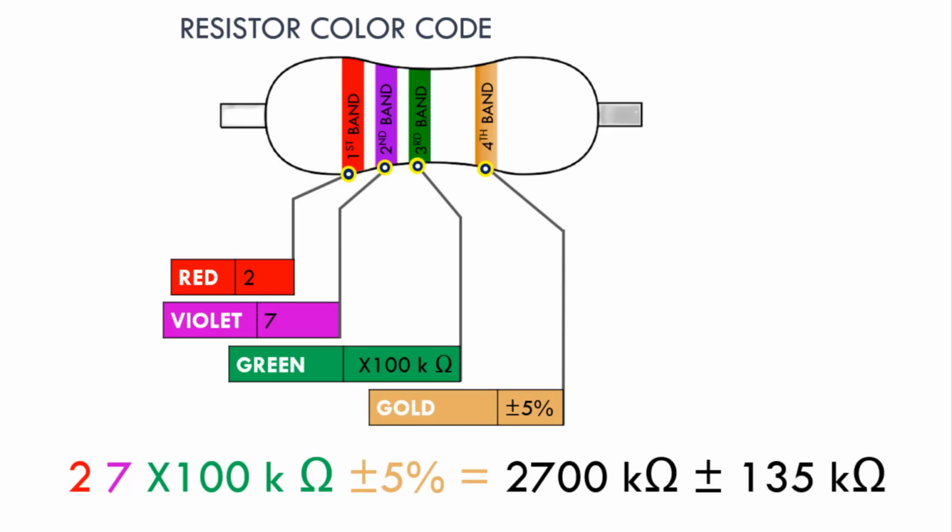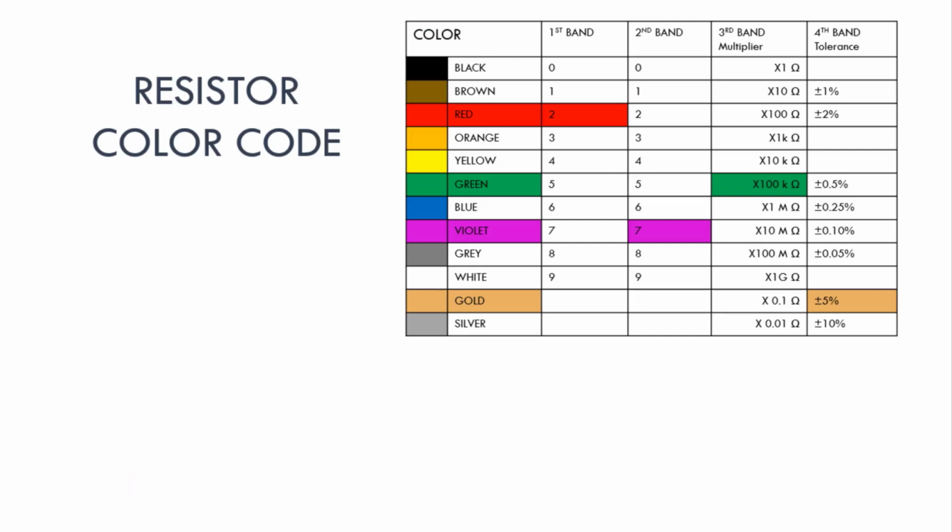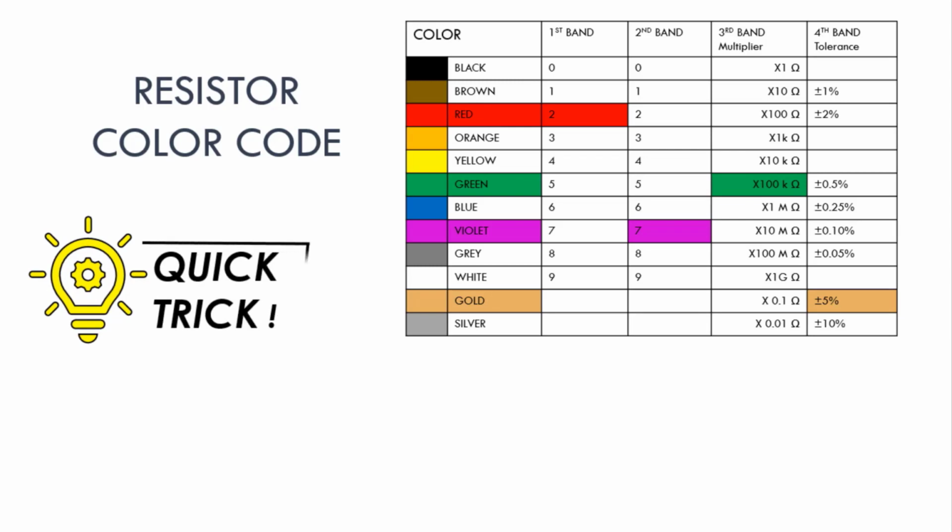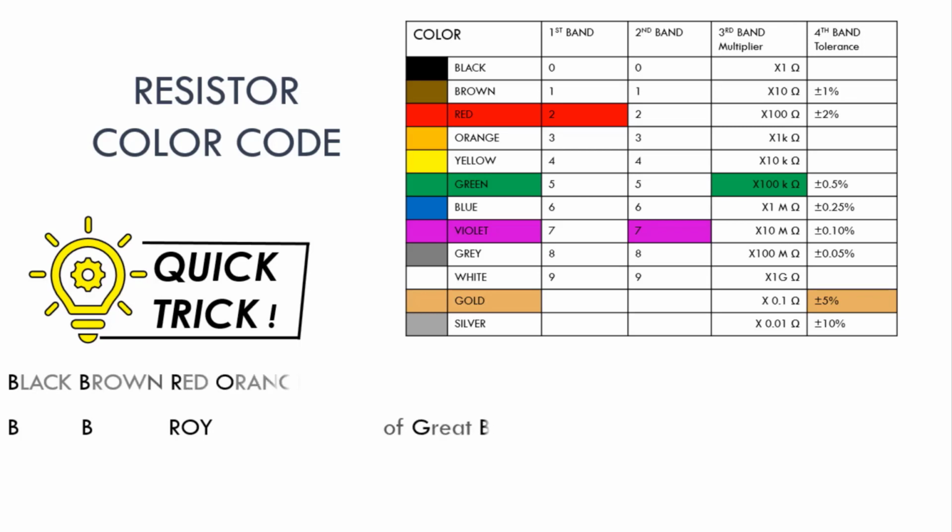Now to remember the digit value of colors, we can have a quick trick. In this trick we have to remember the colors in series: black, brown, red, orange, yellow, green, blue, violet, grey and white. Black is for digit value 0, going from 0 to 9. Just take first letter of each color. For example, B for black and B for brown, R for red, O for orange, Y for yellow, G for green, again B for blue, V for violet, again G for grey and W for white.